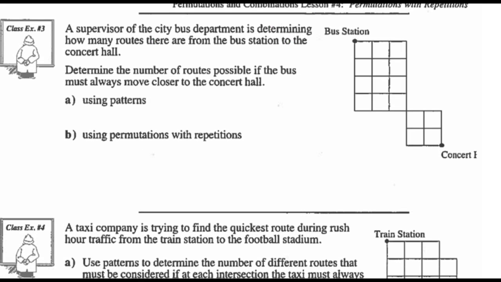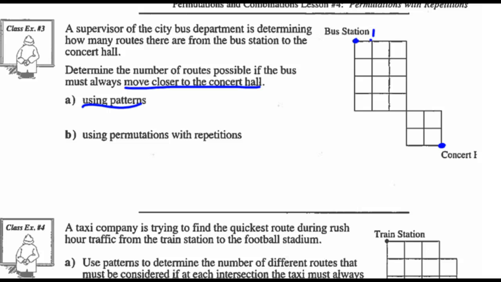Example 3. A supervisor of the city bus department is determining how many routes there are from the bus station to the concert hall. Again, you can't backtrack. You don't want a bus going backwards. You're going from the bus station to the concert hall. Determine the number of routes possible. The bus must always move closer to the concert hall. Using patterns, we're talking about Pascal's triangle here.